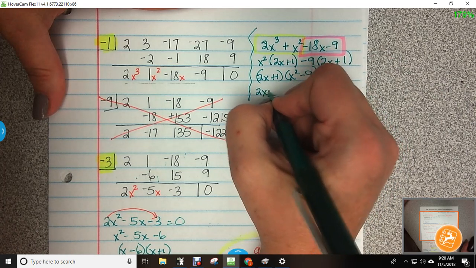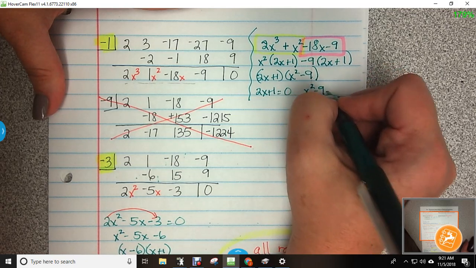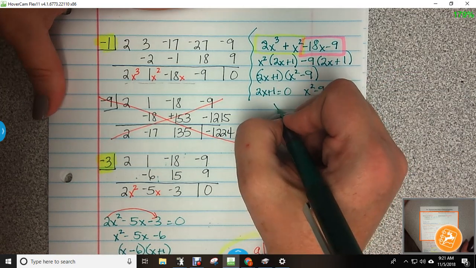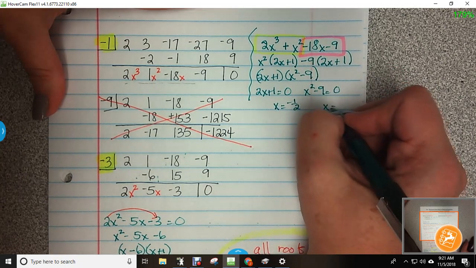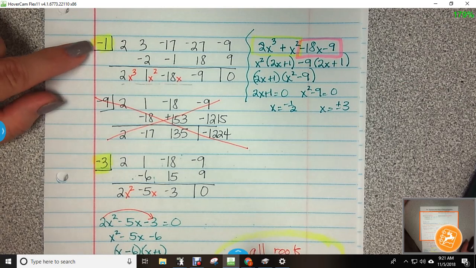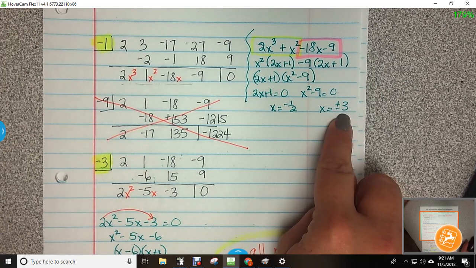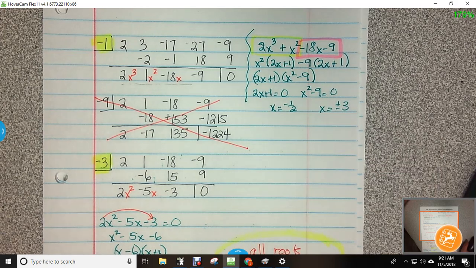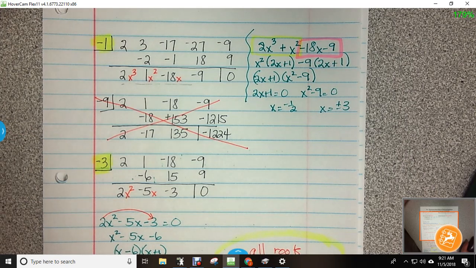So at this point, I can set my factors equal to 0 and solve. And I still get the same answers, negative 1/2, and a positive and negative 3. So a couple of different ways of getting to the same place. You just have to figure out what works for you, and it may be different every time.